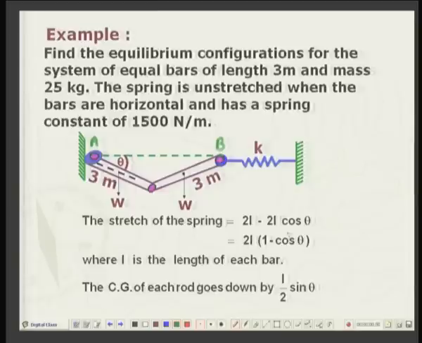Next we see how the CG of the rod has gone down. What is the shift of the CG? Originally bars were in a straight line, so the CG was somewhere here, now it has gone down. And the center of gravity will tell us how much is the change in the potential energy. Well, the bars are assumed to be uniform, so the CG will be at half the length, L by 2 times sine of theta. So, L by 2 sine theta. So, we have elastic as well as gravitational potential, easy to calculate.